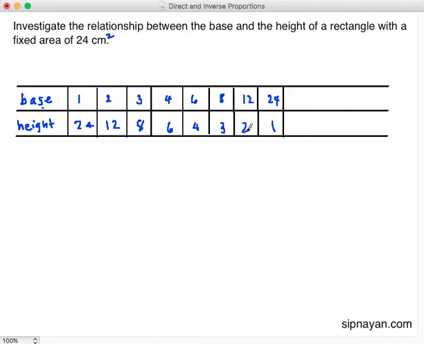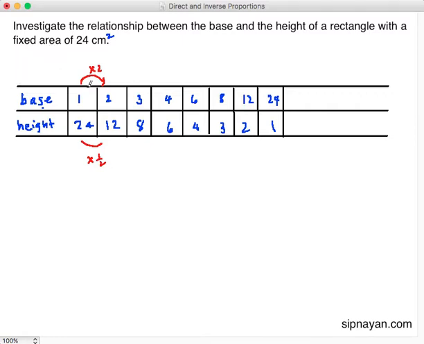So, ano napapansin nyo? Habang lumalaki yung base, syempre lumiliit yung kanyang height. Pangalawa, what happens if we multiply this by 2? Diba sabi natin sa direct proportion, pag may 2 changing quantities tayo, what happens if we multiply the other quantity by a certain number? For example here, times 2. So ano nangyari dito? Nag times 1/2 tayo, di ba?